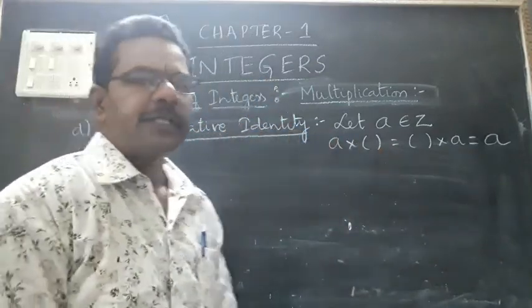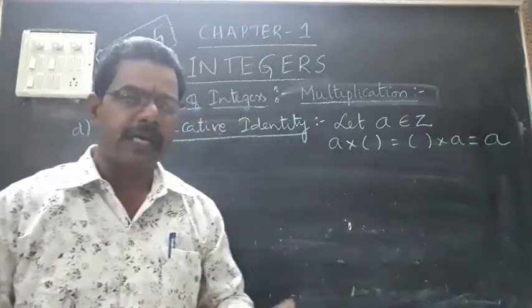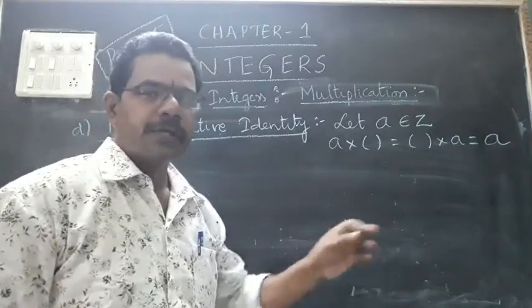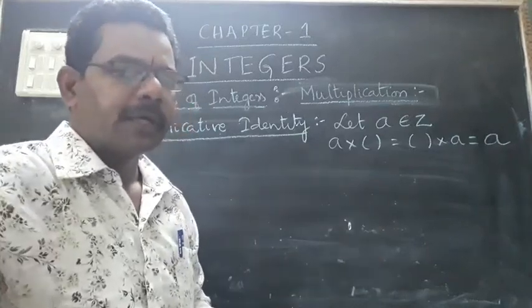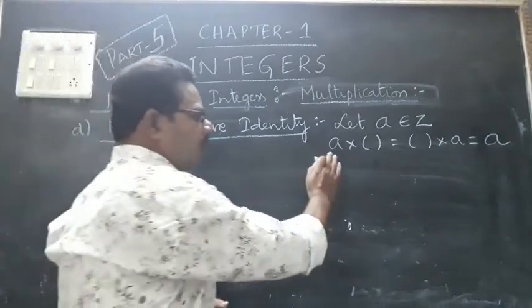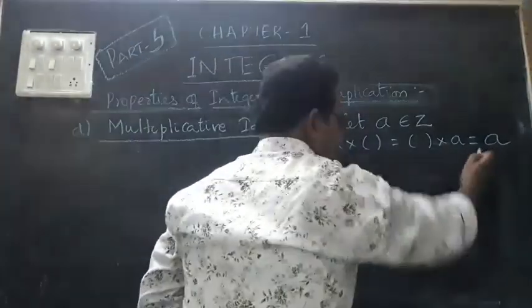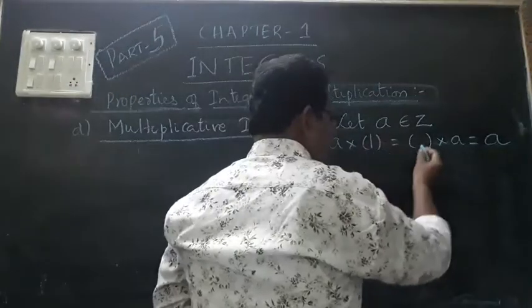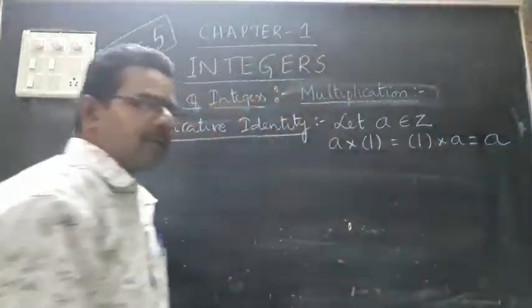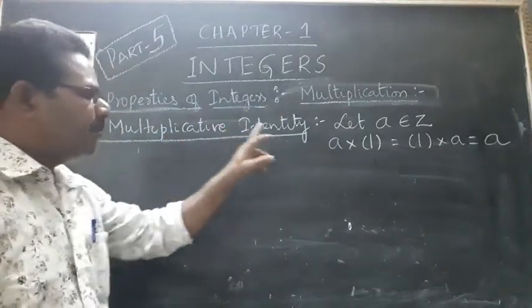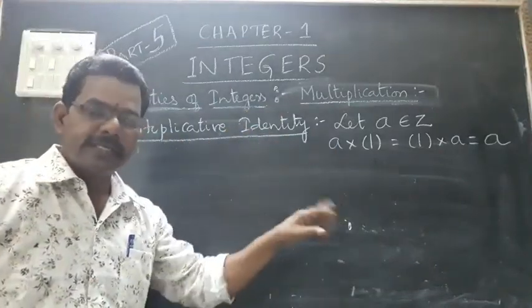In the set of integers, all the positive numbers and negative numbers are there. So here, A should be multiplied with some number to get A. That is nothing but 1 into A is equal to A. So 1 belongs to the set of integers. So here multiplicative identity exists.